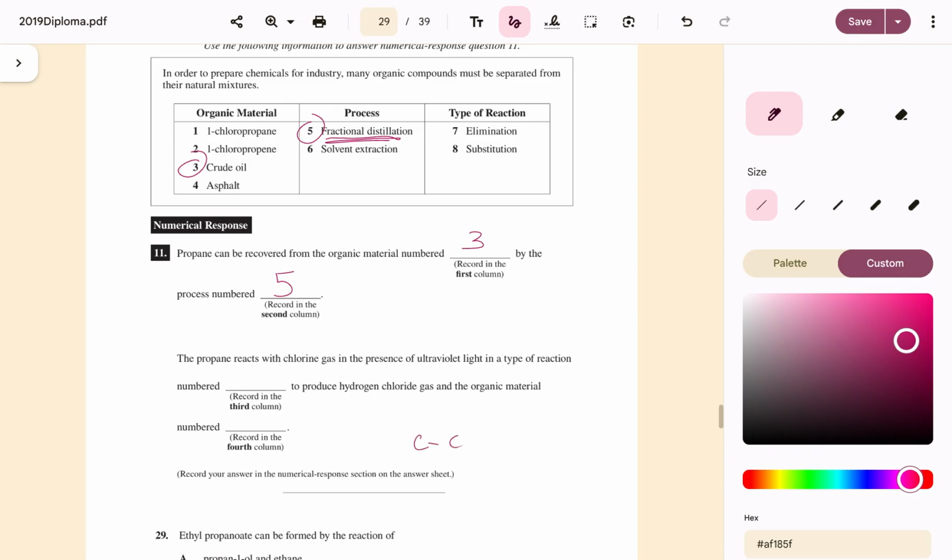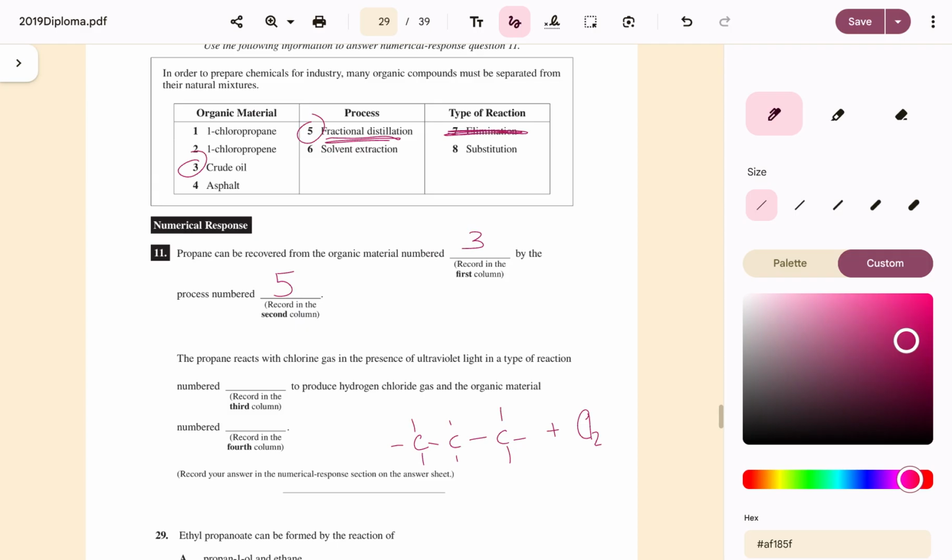So if you drew out propane, it looks like this. And we would have some hydrogens. I'm just being lazy and not drawing it in. And if you're reacting with chlorine gas, Cl2, what we're going to end up having is, what are we doing here? Chlorine gas. So it's not going to be an elimination reaction, because elimination means you are forming a double bond.